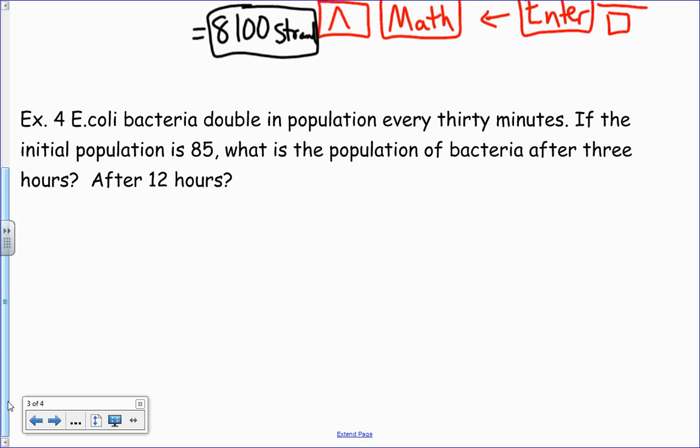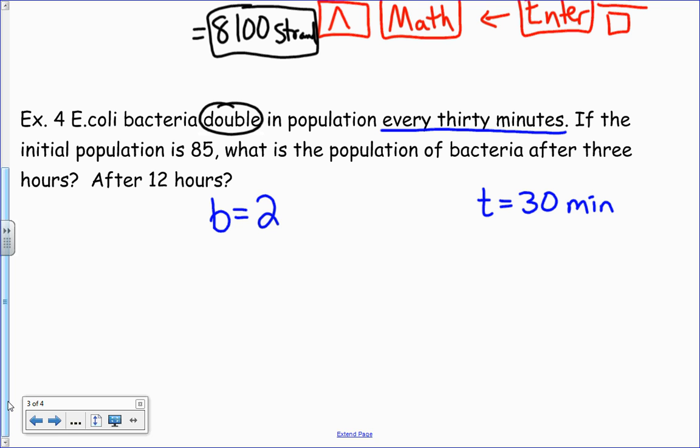All right, look at example 4. E. coli bacteria double in population every 30 minutes. If we're doubling, we're growing, so that is our B value. Our B value is 2. It takes them 30 minutes to double, so our T value, the time it takes to repeat, is 30. Go ahead and write minutes there so you know the units of measure.